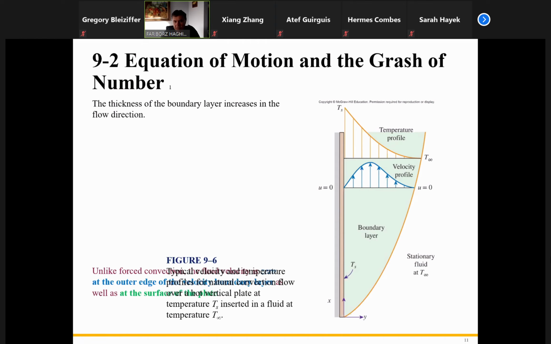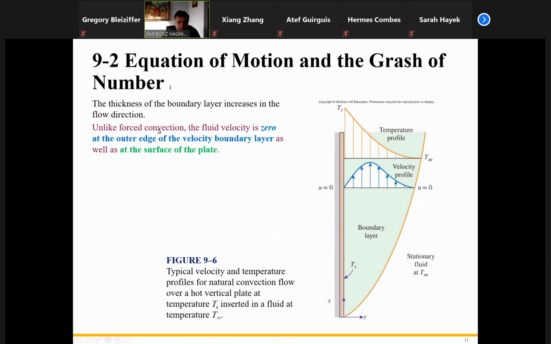Okay. If you look here, unlike forced convection, the fluid velocity is 0 at the outlet. It means the velocity here is 0. In forced convection, the velocity was the highest there because there was no viscosity phenomenon. But here it is 0 because there is no temperature difference between this point and the air, therefore no density difference. Unlike forced convection, the fluid velocity is 0 at the outer edge of the velocity boundary layer. At this point the velocity is 0, as well as at the wall surface.